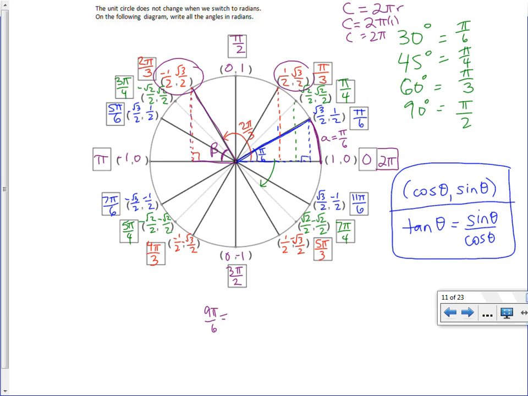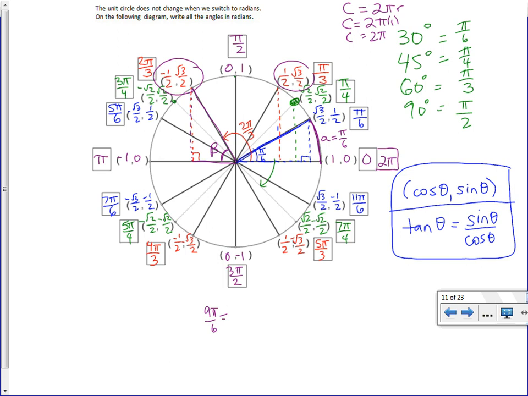Where's negative 7 pi over 4 going to be? This is negative pi over 4. This is negative 2 pi over 4. Negative 3 pi over 4. Negative 4 pi over 4. Negative 5 pi over 4. Negative 6 pi over 4. Negative 7 pi over 4 is actually where I've gone this distance, 7/8 of the way.